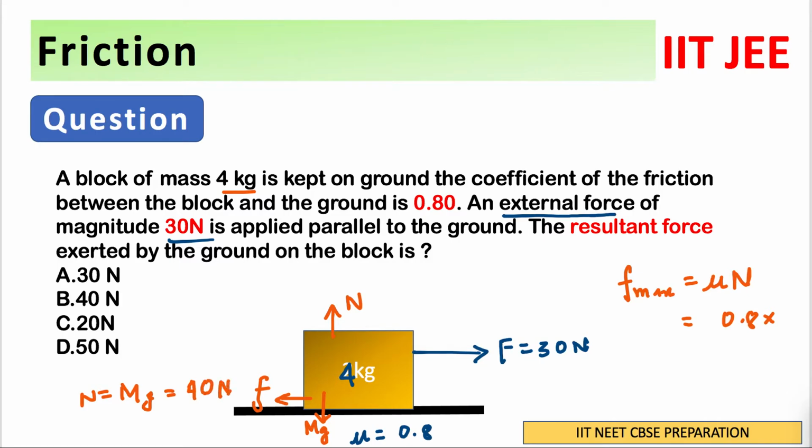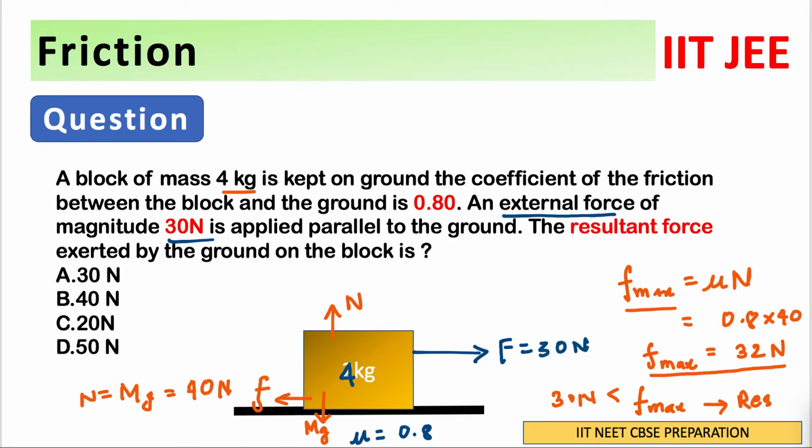So come back to F max. F max will be nu N, so it will be 0.8 into 40. This will be 32. So 32 Newton is the F max. Now the external force that we are applying, F is equal to 30 Newton. Only if the external force is greater will the block move. Otherwise the frictional force is more, so the block will be at rest. In our case, the external force 30 Newton is less than F max. So this means that the block is at rest.